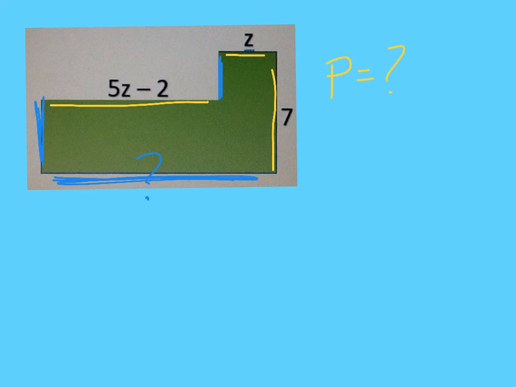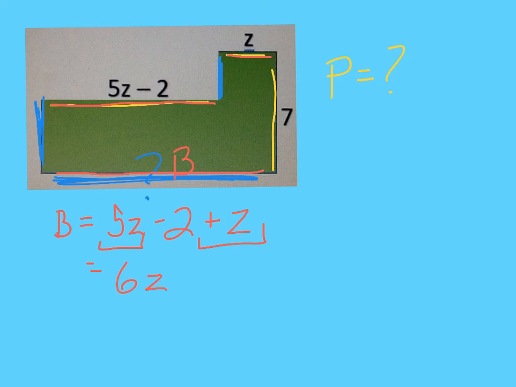Well, using what we did in the previous slide, we can see the bottom here is this side plus this side. So if we add those two together, let's call this B for the bottom. That bottom piece is 5z minus 2 plus z. And if I put all of that together, my z's, I have 6z minus 2. So that's the spot on the bottom. Let's add that in. This is 6z minus 2.